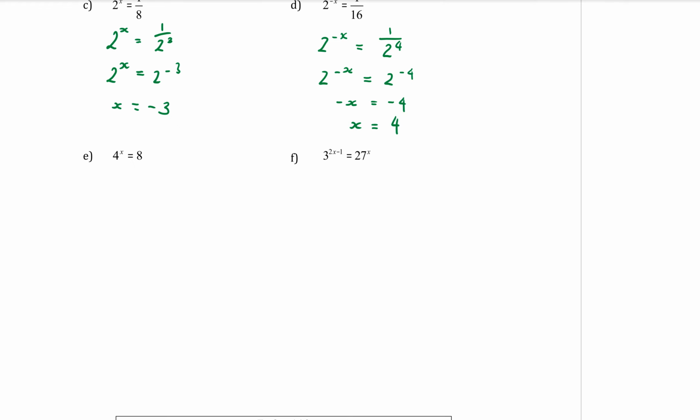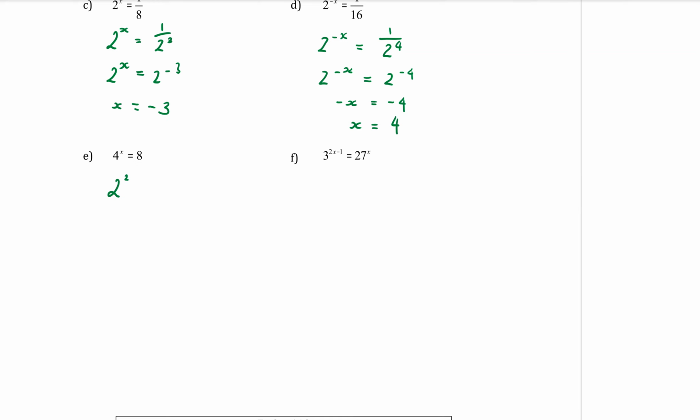When that happens, it means I need to try and make both of the bases smaller. What do you think I should change them to? Bases of 2, that's right. They're both multiples of 2. So the 4 is the same as 2 squared. What do you think I should do with that x? I heard mumbling. Put an x and 2.